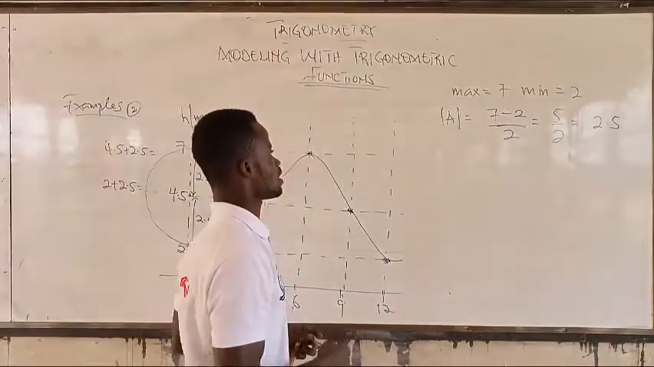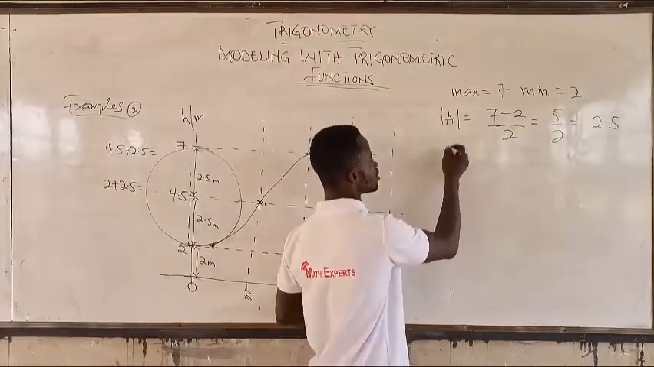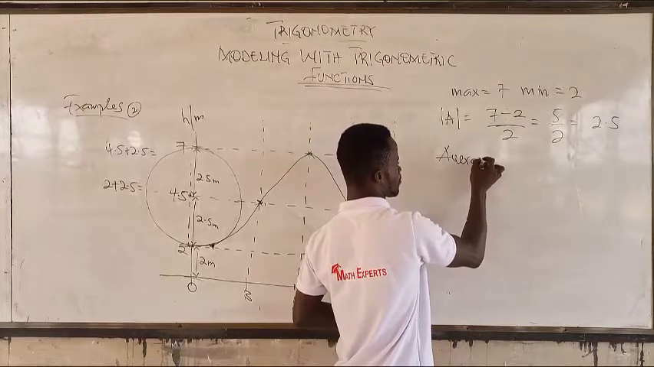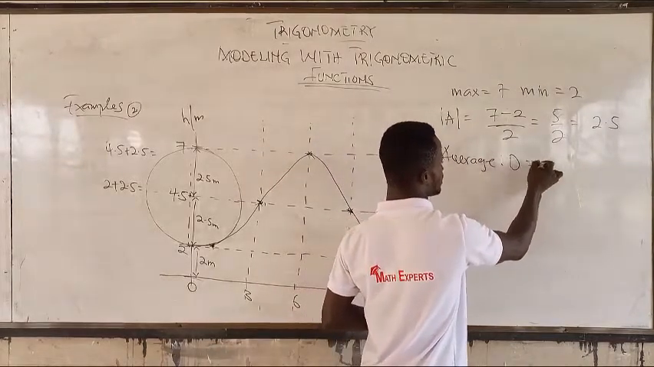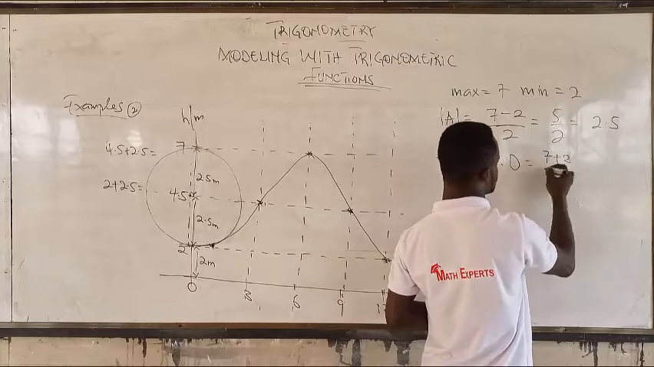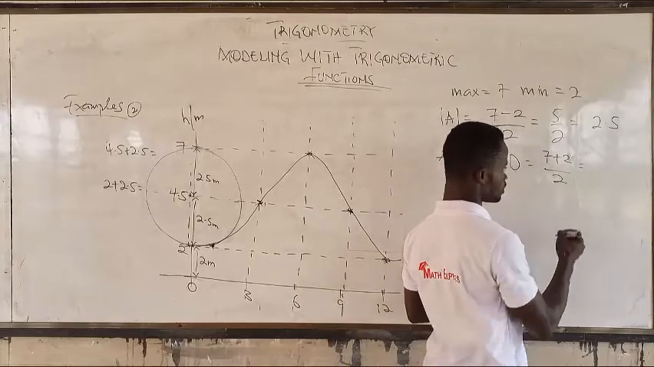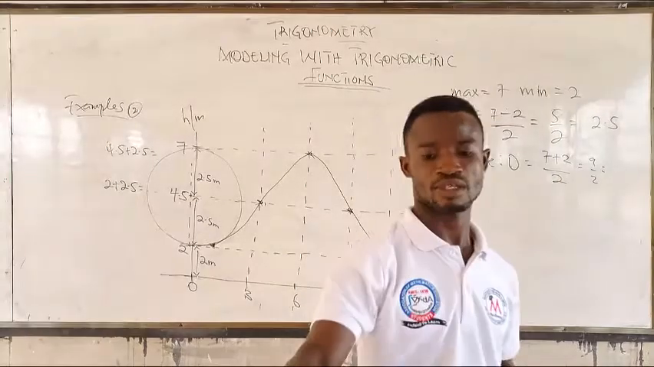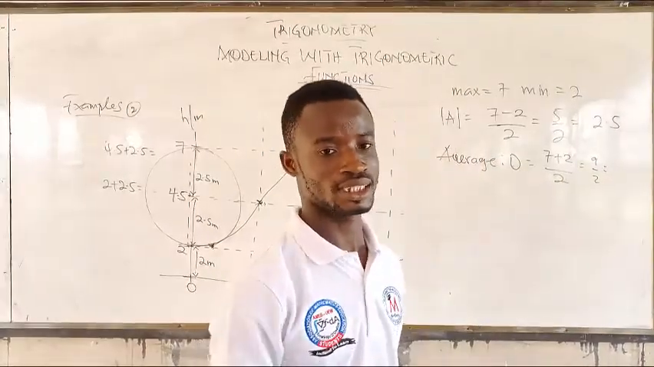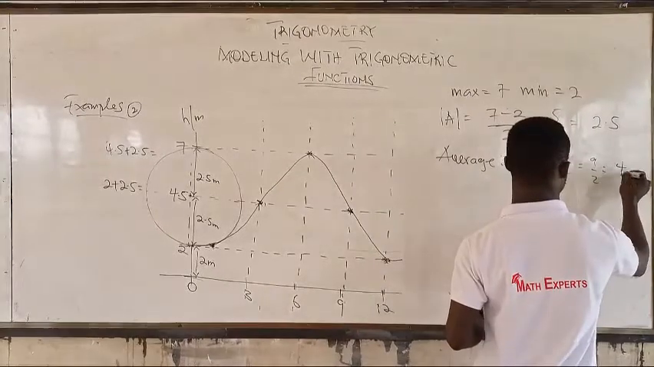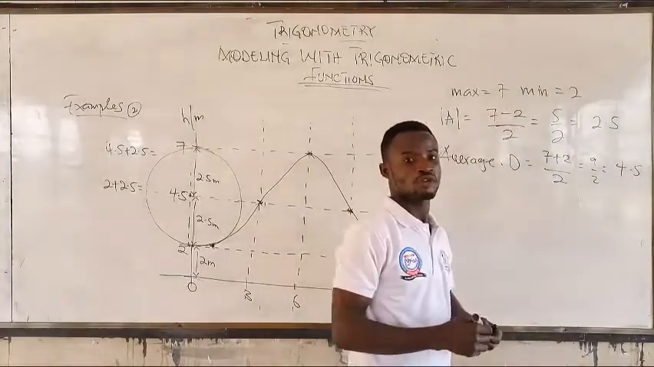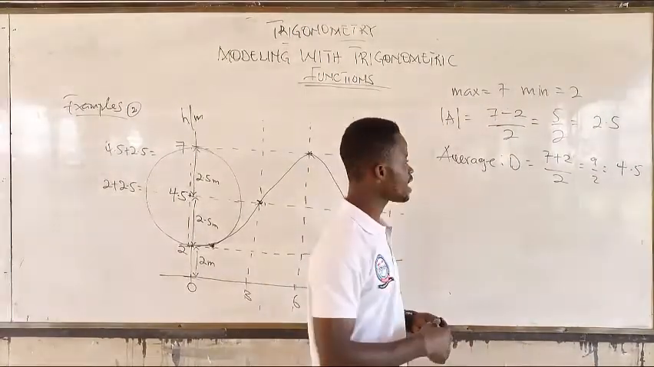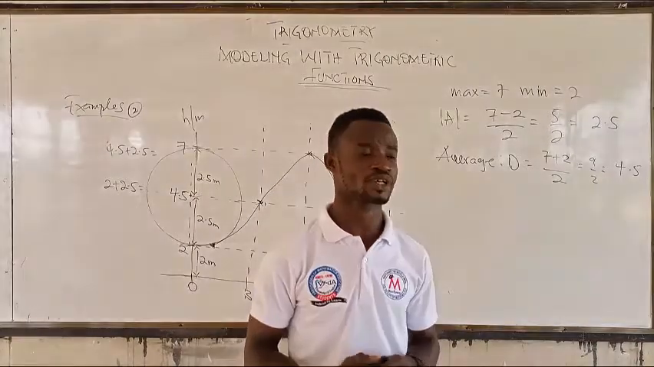Now I'll tell you something, but let's finish getting all these things. Let's go for the average, or the D. That is 7 plus 2 over 2. And this is going to give you 9 over 2. And the D is going to be 4.5. Alright. After this, what is left?